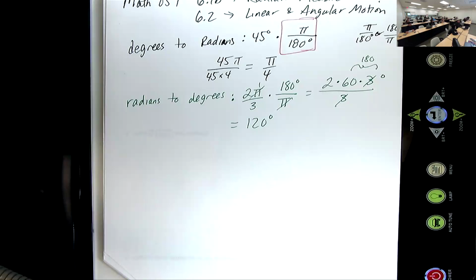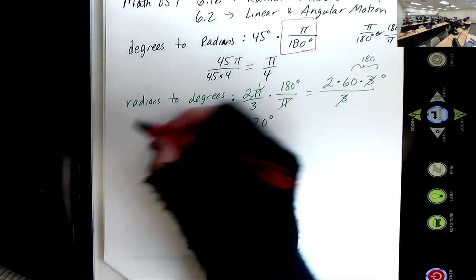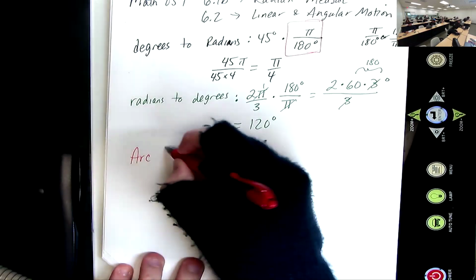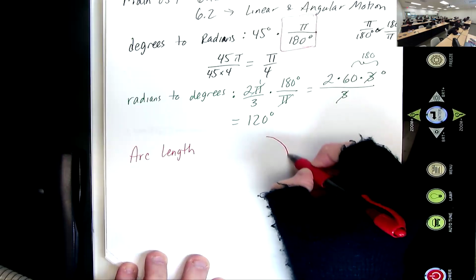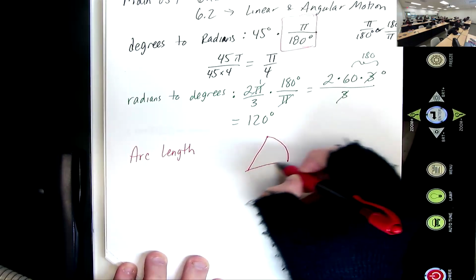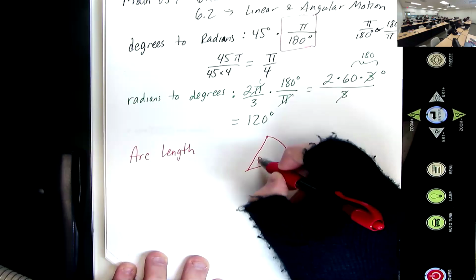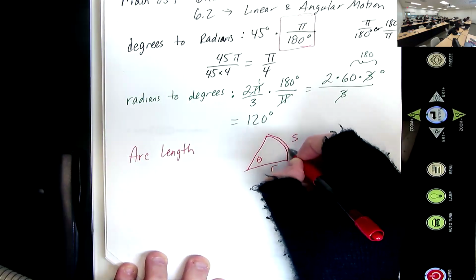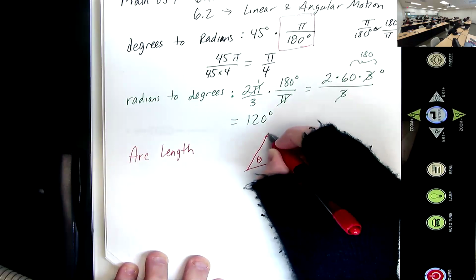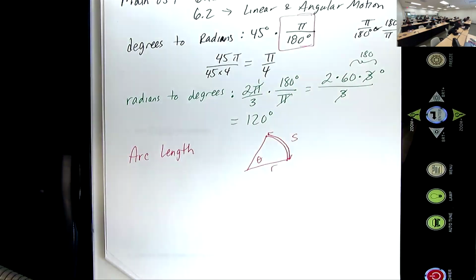So there were more parts in this section. We talked about arc length. Arc length was how far around the circle we had. We had a radius r and an angle theta. Arc length was the distance s. It's not a straight line, it's a curve.